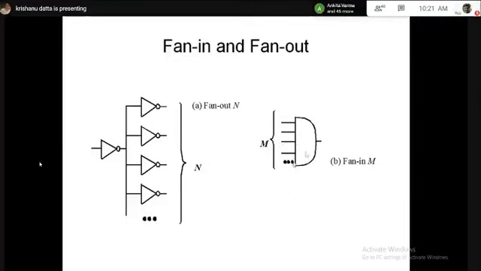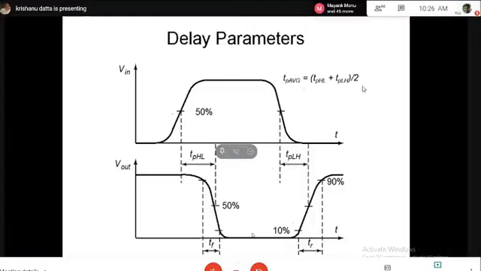Then there is a term called average delay. So average delay is obvious: rise delay plus fall delay divided by 2. That is the average delay definition of a digital gate. So whatever I am saying for the inverter is equally true for any type of digital gate. It's a very generic definition.